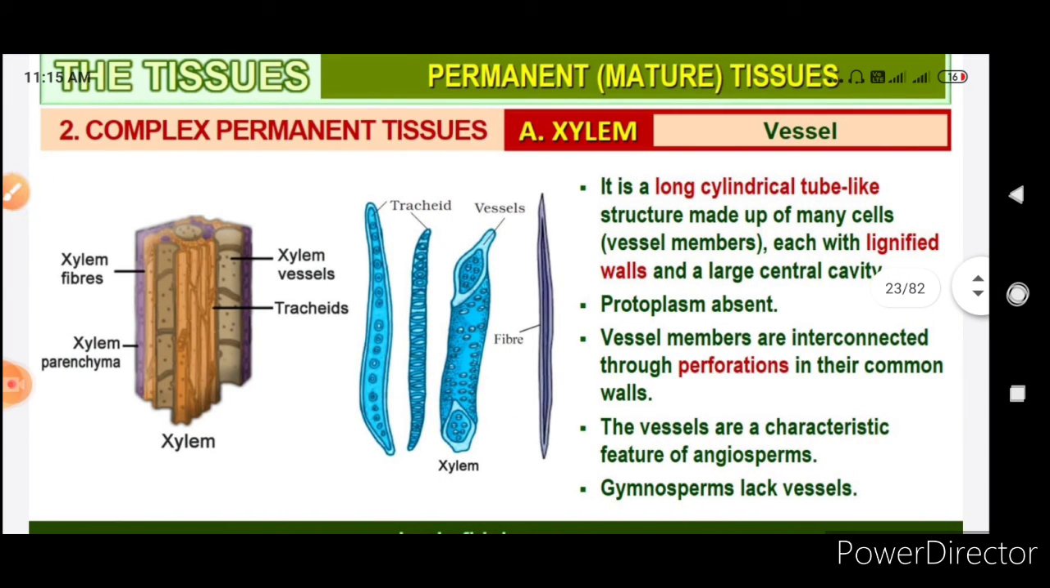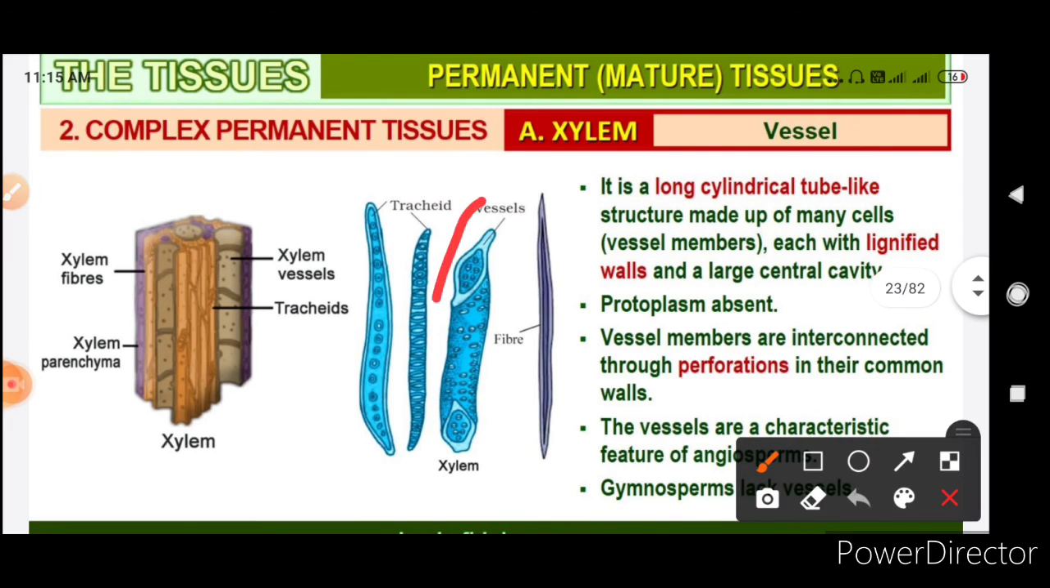now when we talk about vessel, it is a long cylindrical tube. See here, you can see the particular and very notable formation of tube-like structure, which is made up of many vessel members, each with lignified walls and a large central cavity. Protoplasm here also is absent. Vessel members are interconnected through perforations in their common walls. Okay, the other vessel member will be connected here with the help of these perforations, and water will be transported because of these perforations. Okay, and the vessels are the characteristic feature of angiosperms. These vessels are only found in angiosperms, and gymnosperms don't have vessels.